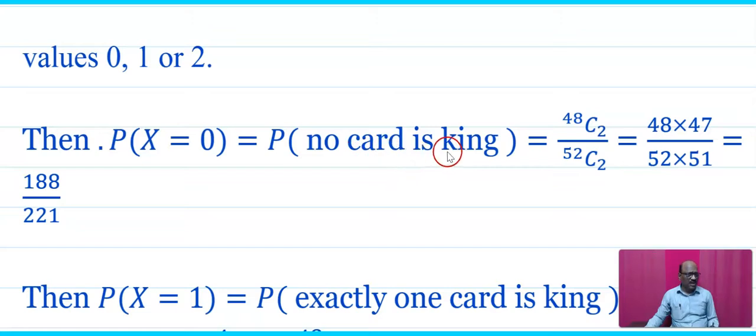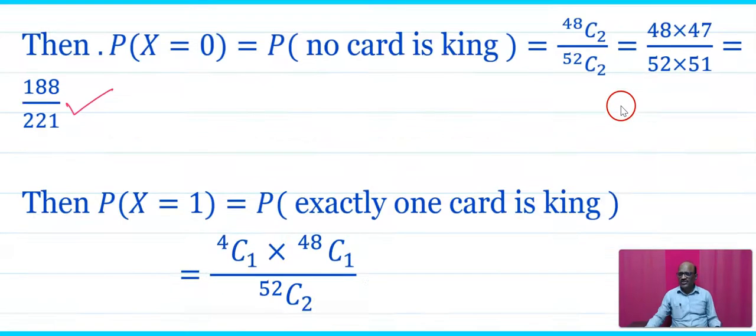No card is a king. That is 48C2 upon 52C2. There are 4 kings, so no kings here means 48C2 upon 52C2. Then you will get 188 upon 221. You can simplify this. You have learned permutations and combinations in the 11th standard.